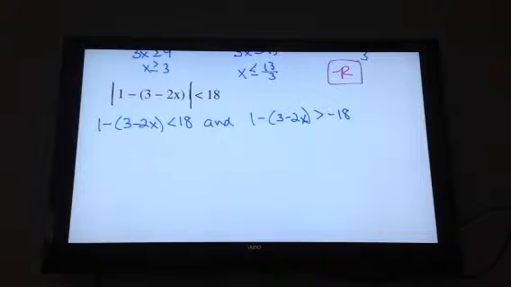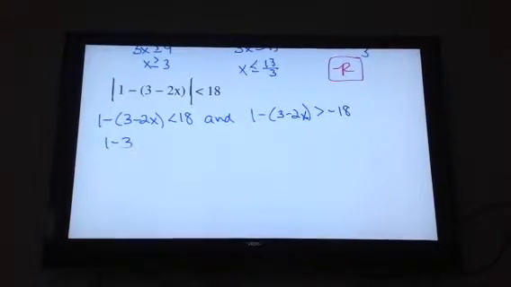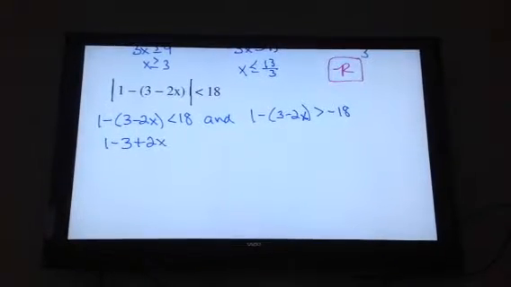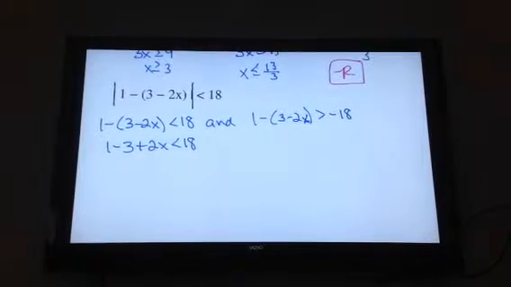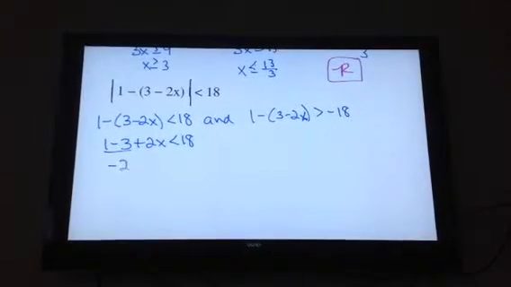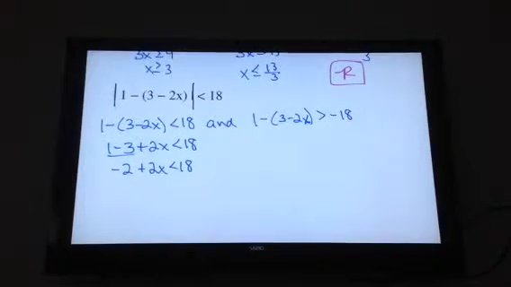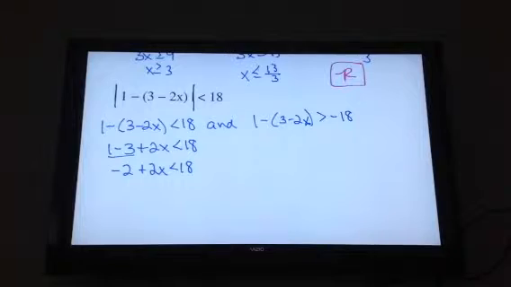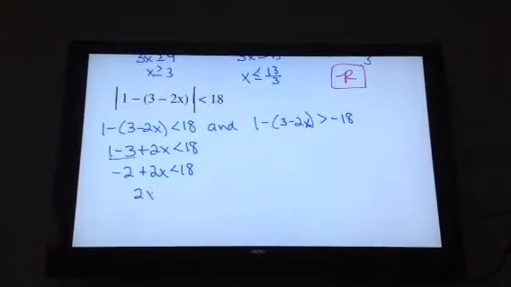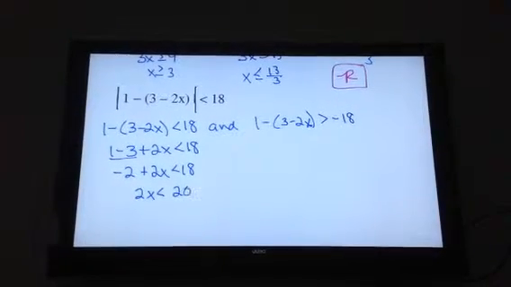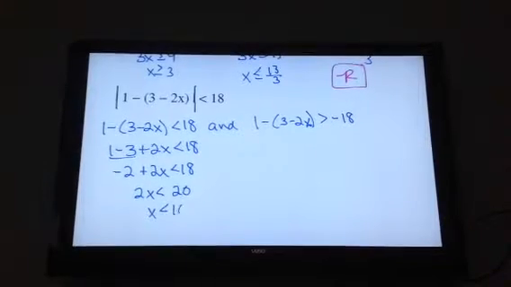So now we solve. 1 minus 3 plus 2x. Get rid of those parentheses. Put your 1 minus 3 together. So negative 2 plus 2x is less than 18. Add your 2. 2x is less than 20. And divide, and x is less than 10.